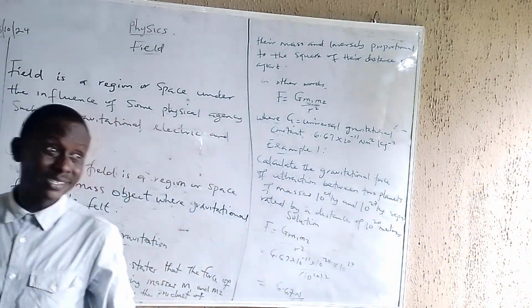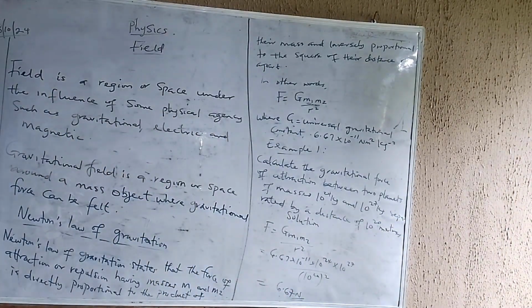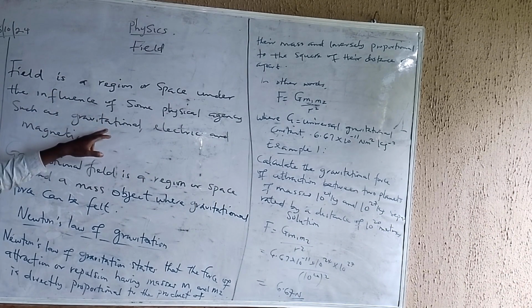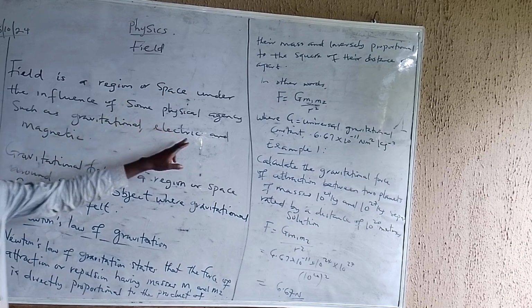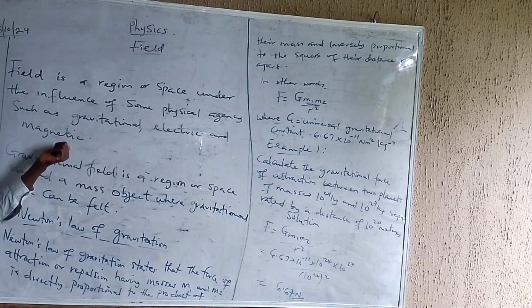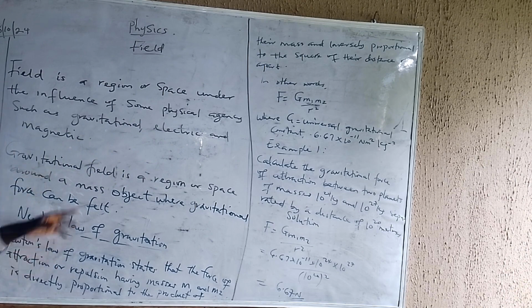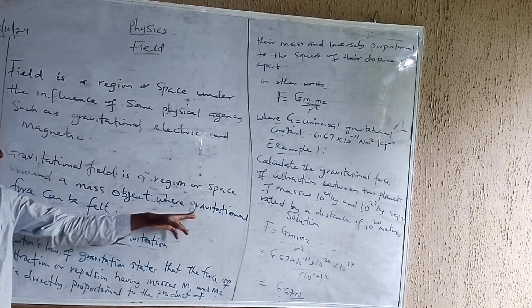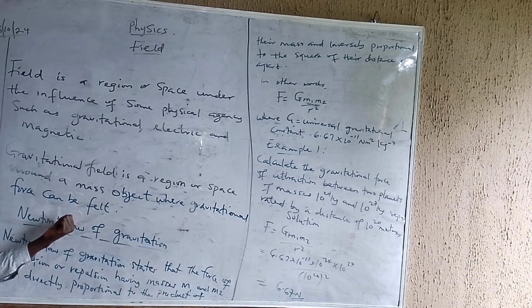But according to physics or science, a field is a region or space under the influence of physical agencies such as what? Gravitational, electric, and magnetic. Is that clear? So what is gravitational field? Gravitational field is a region or space around a mass object where gravitational force can be felt. That's the definition of that.